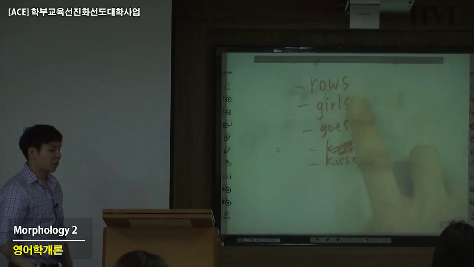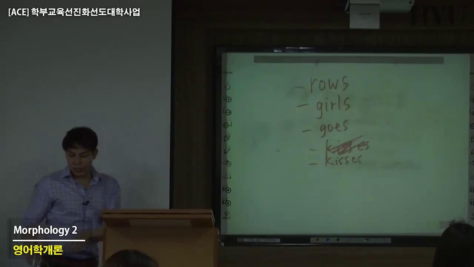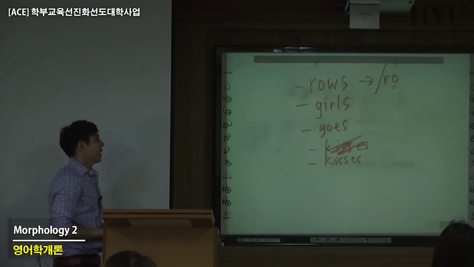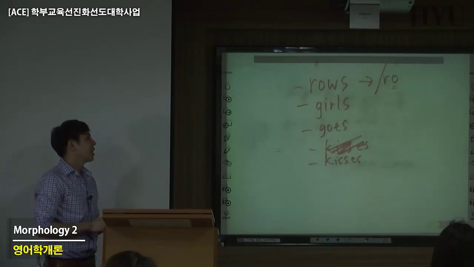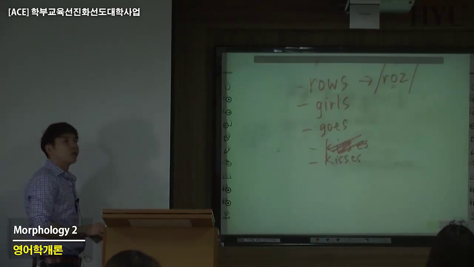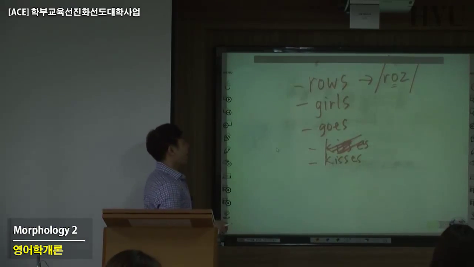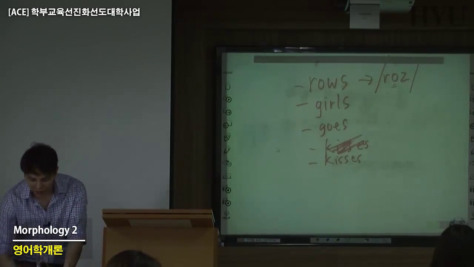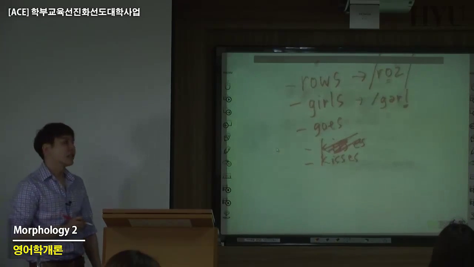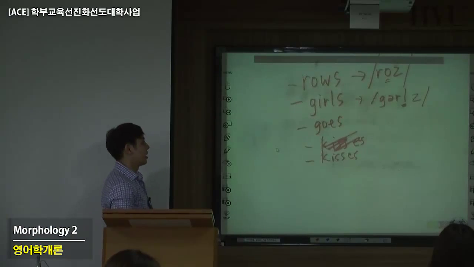Rose, what's the allomorph for that one? Well, you have to look at the sound before it, right? So what's the sound before it? Ro. Is this sound voiced or voiceless? All vowels are voiced. So it has to be Z. So rose, okay? Girls, voiced or voiceless? Girl, like this. So the sound is voiced, so it's a Z, right? Girls, like that.